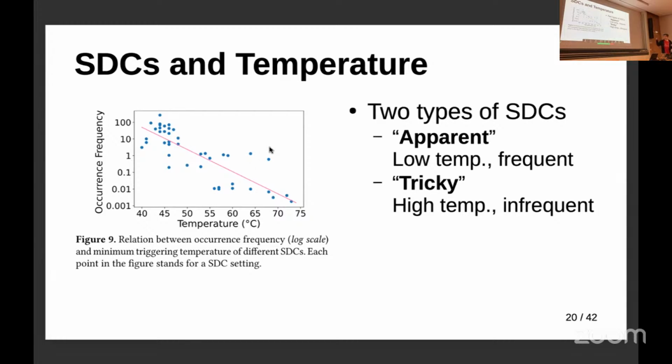It's important to note that it is easy to test for the apparent SDCs because they don't require any special conditions and they happen all the time. However, the tricky ones are difficult to test for because they require long rounds of testing at high temperatures. This is bad because it means your tests have to run for a long time, which prevents your CPUs from being used for useful work, but also operating at a high temperature for an extended time could cause the CPU to be damaged as well.